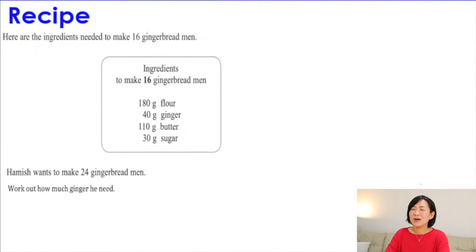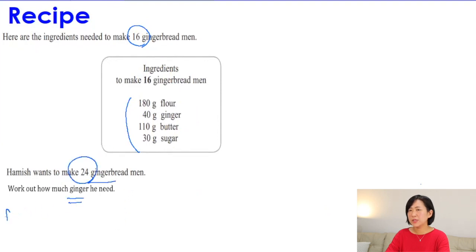Now, our last topic is recipe. So let's see. Here are the ingredients needed to make 16 gingerbread men. Then you can see 4 ingredients for 16 gingerbread men, right? Then Hamishi wants to make 24 gingerbread men. Then the question asks you to find the amount of ginger he needs. So here are 16 gingerbread men, then this is the amount of the ingredient. And then 24 gingerbread men. Our final goal is the amount of the ginger.